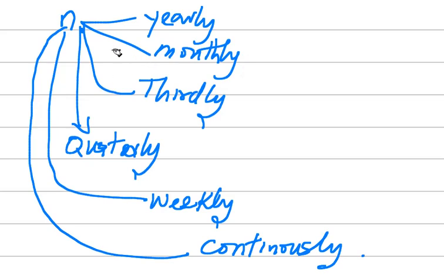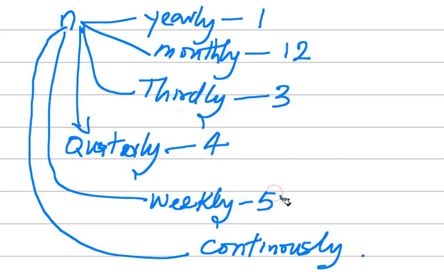If you are told to calculate n under yearly, that means yearly means 1, monthly means 12, thirdly means 3, quarterly means 4, weekly means 52. Then continuously will be discussed later because it has a different formula altogether. So whenever you're solving any question, be very careful about the terms of conversion given in the question paper. If they did not tell you anything, that means you should just calculate yearly, and that's all. Yearly is only one, no conversion.